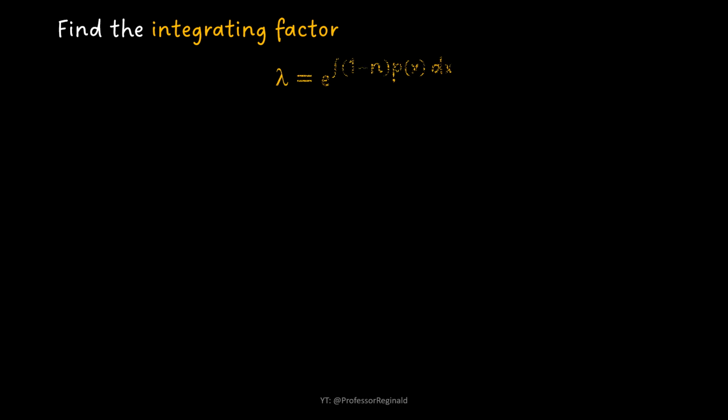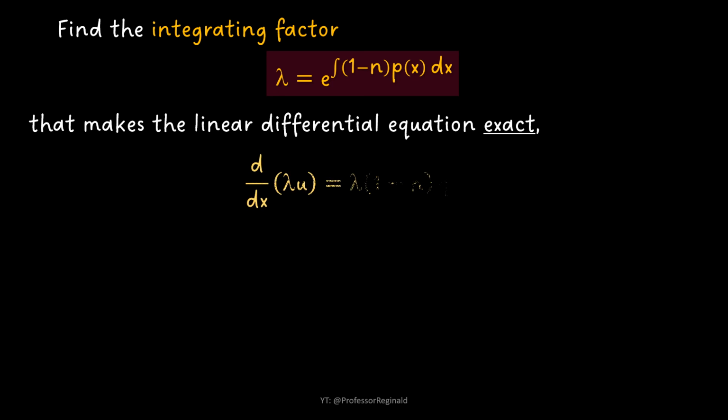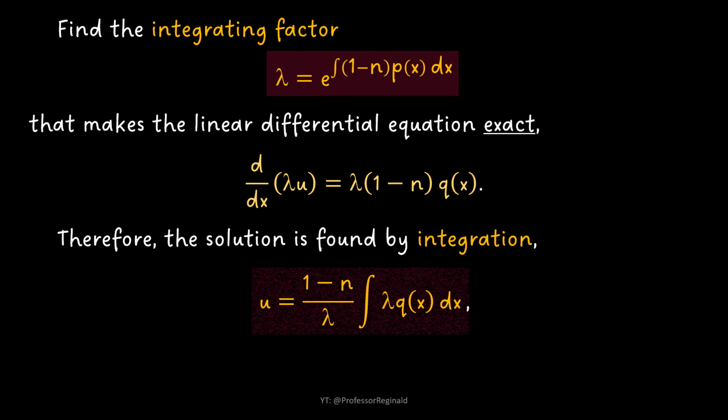Lambda, that makes the linear differential equation exact. Which means that if the integrating factor is multiplied to both sides of the linear differential equation, it can be further reduced in the following form. Therefore, the solution is found by integration, where u is y raised to 1 minus n.